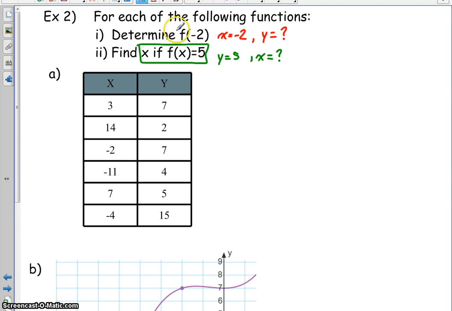Okay, so again, this is two different ways of asking questions compared to what you saw back in grade 9 and grade 10, but it's all things that you've done before. In each case, it's giving you one of the two variables, you have to find the other one. Okay, so let's do part A.